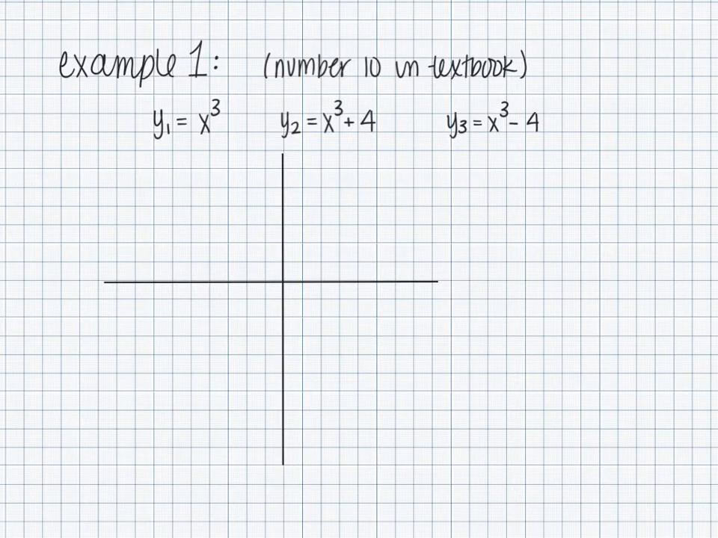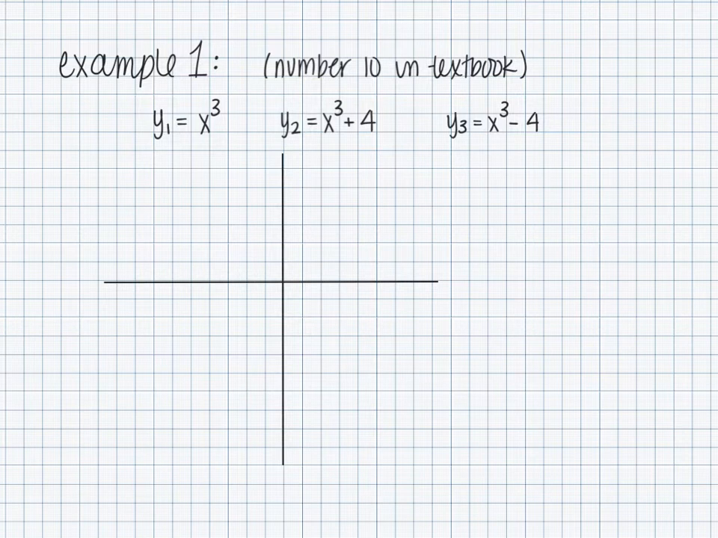Alright, so here's my first example. It is number 10 in your textbook, in the new 7th edition textbook. So I have y1 is x cubed, y2 is x cubed plus 4, and y3 is x cubed minus 4. What the y1, the y2, the y3 means is this is the first function, this is the second function, this is the third function. That is all it means there. The directions tell you to use transformations to graph those 3 equations on one graph. If you want to in your notes, you can graph them all 3 separately, that is fine. I'm going to put them all on one graph just to save space.